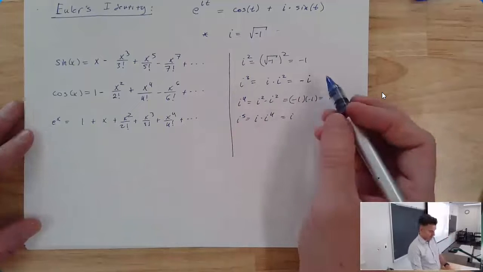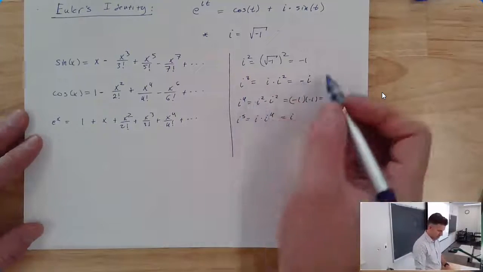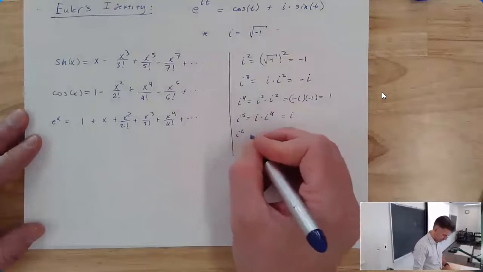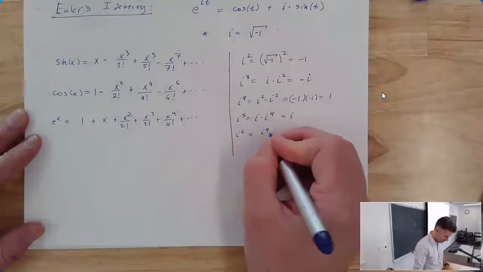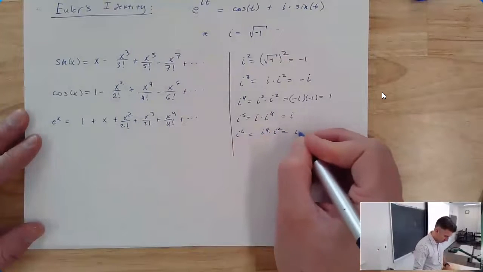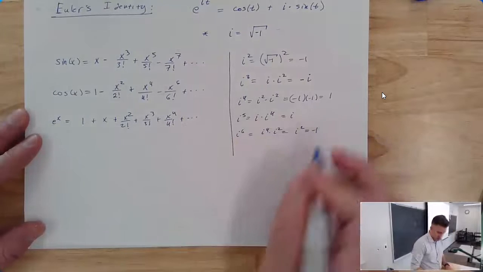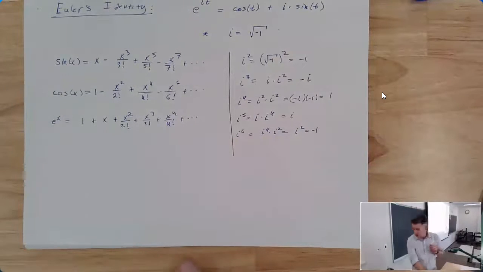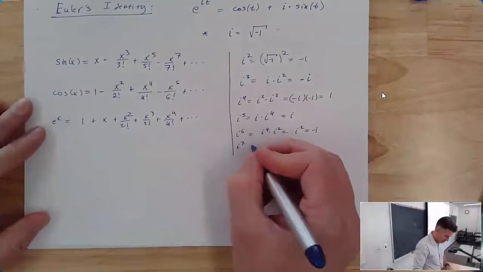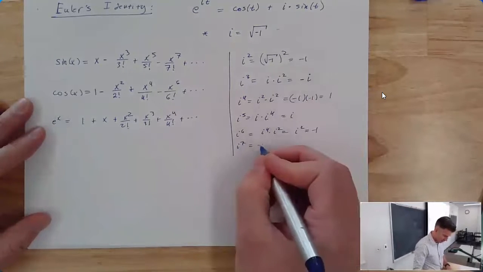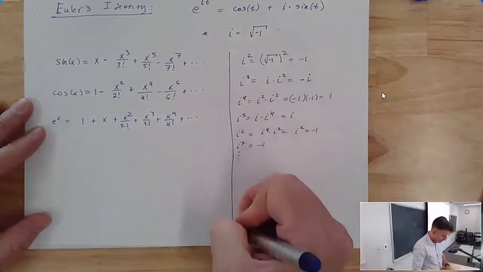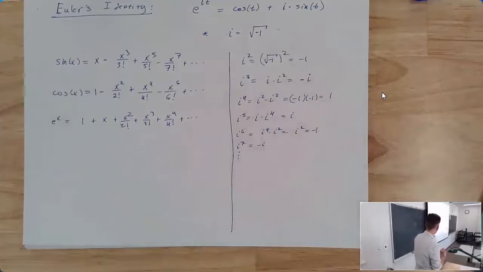So you're back in the same cycle, where after I to the fifth, you just go back up here and, like, oh, I to the sixth is really just I squared, which is -1. And so on. I to the seventh is the next term, which is -I. Okay, now, finally, here's what we're going to do.